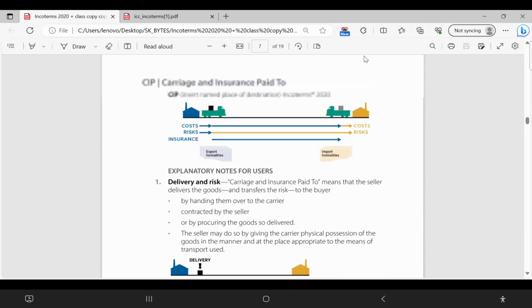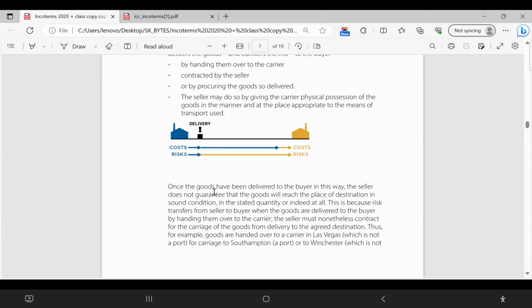Now CIP. Once the goods have been delivered to the buyer this way, the seller does not guarantee that the goods will reach the place of final destination in sound condition, in stated quantity or indeed at all. This is because risk transfers from seller to buyer once the goods are delivered by handing them over to the carrier. The seller must nonetheless contract for carriage of the goods from delivery to the agreed destination.